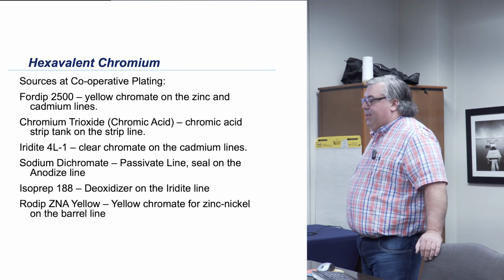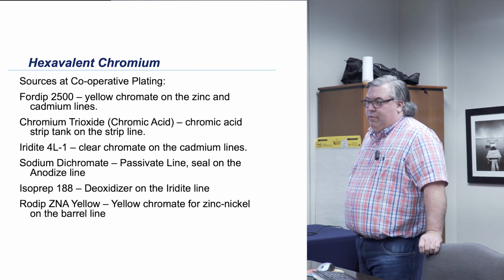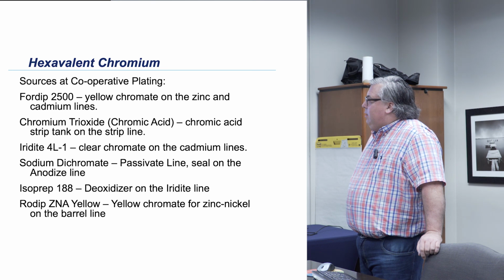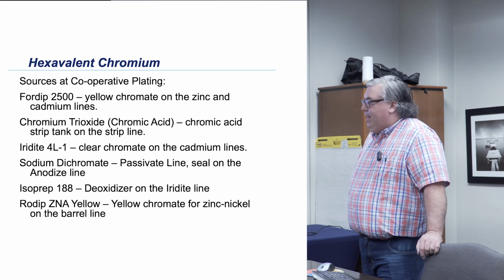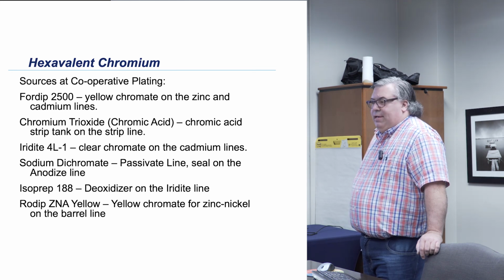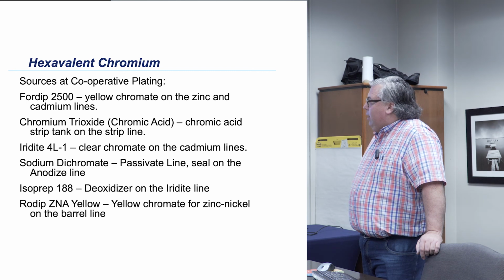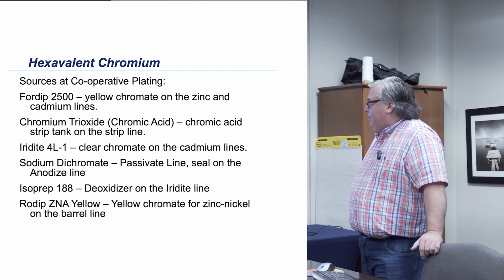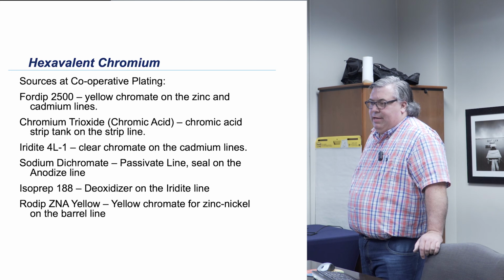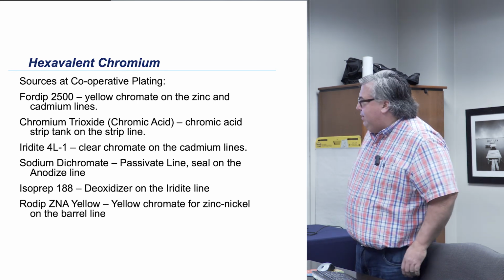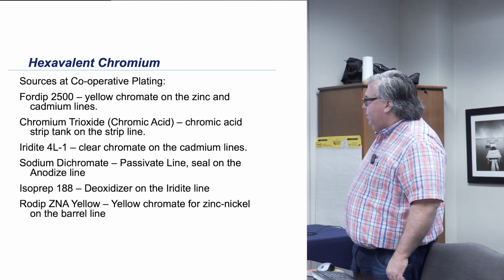Sources at Cooperative Plating. We have a lot of hexavalent chromium sources. 4-dip 2500, which is the yellow chromate on both zinc and cad. Chromium trioxide, which is our strip for copper. The clear chromate on cad lines. Passivate line and the anodized line both use sodium dichromate in a couple tanks. There's a deoxidizer with chromate.